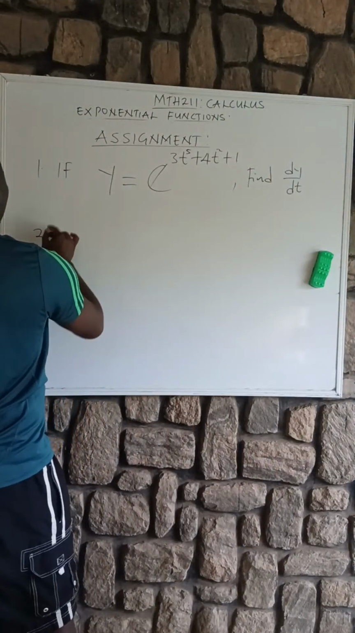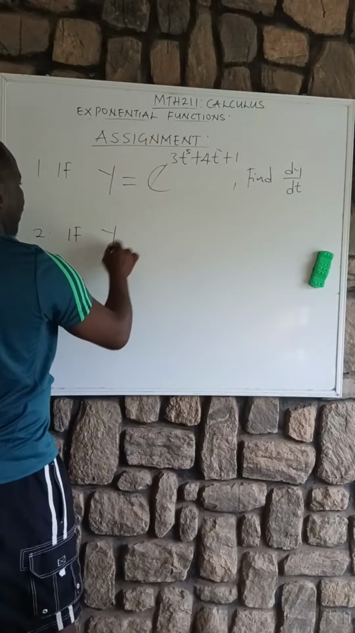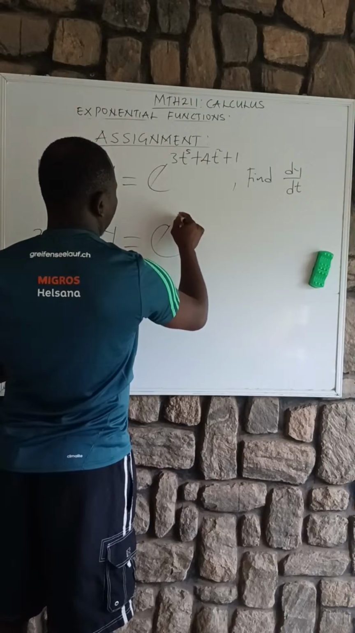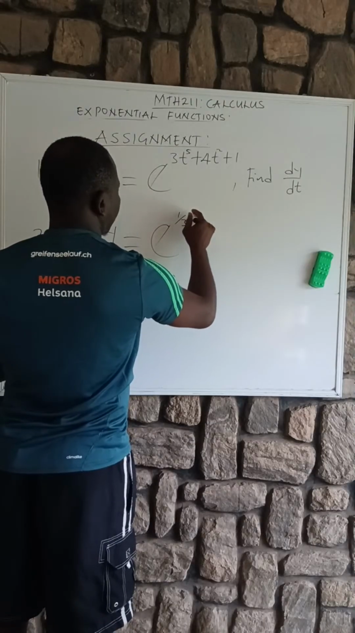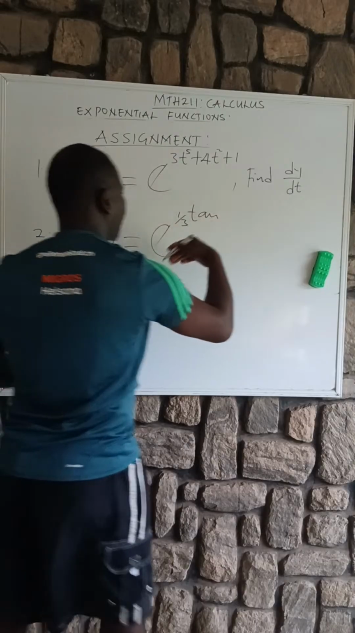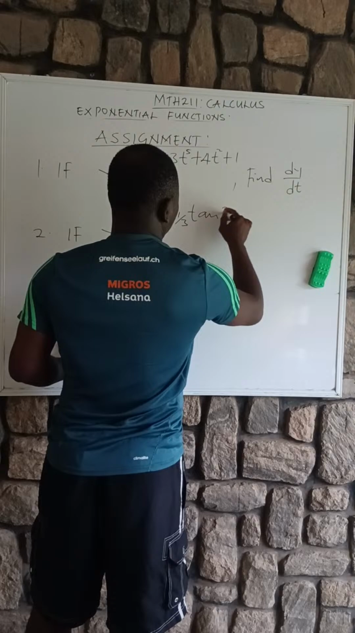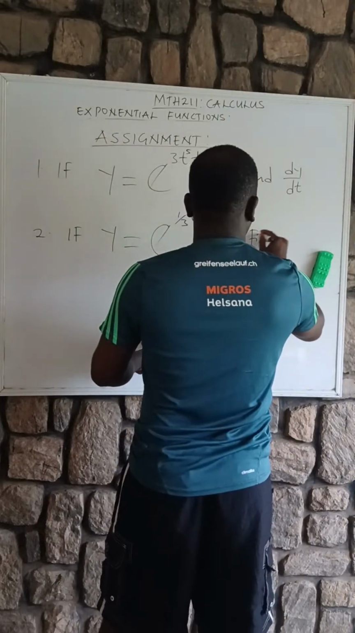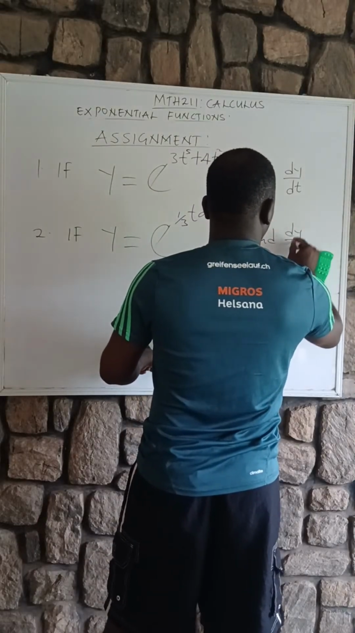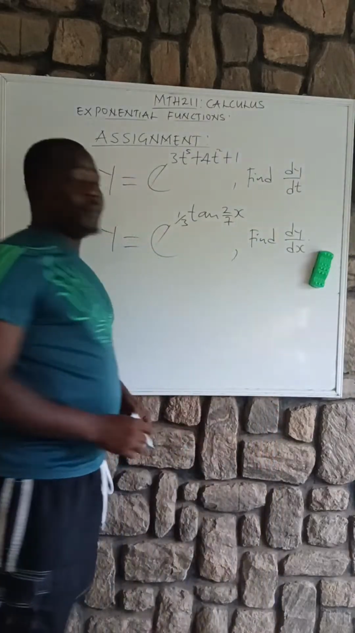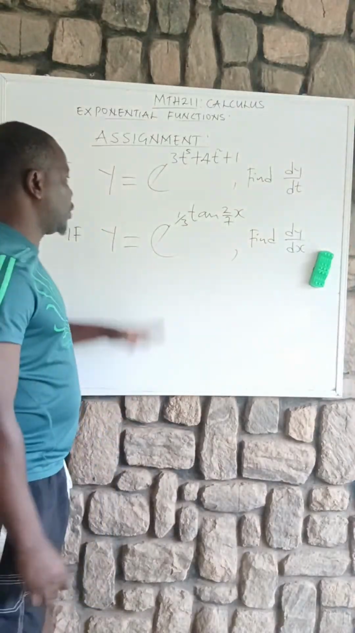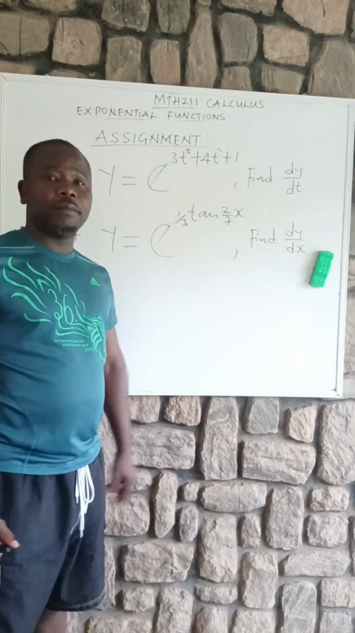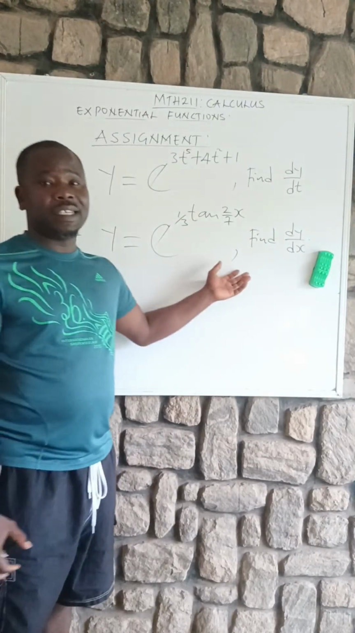Then 2, if y equals exponential 1 over 3 times 2 over 7x, find dy/dx. Okay, I want you to solve these 2 questions. Assignment. Write your number, write your name, very important. Then you submit it in class.